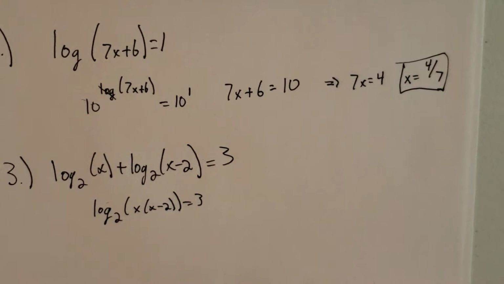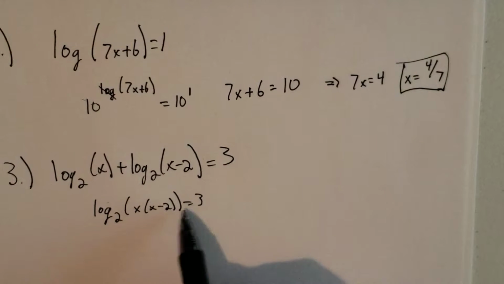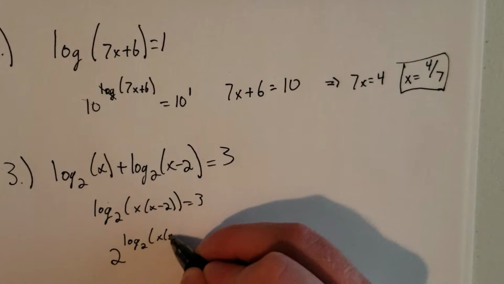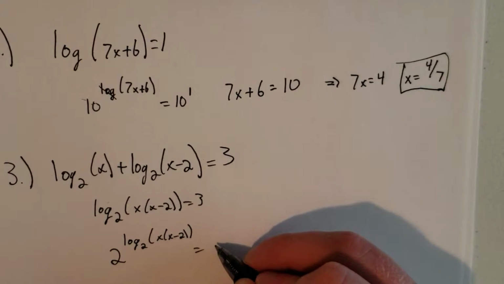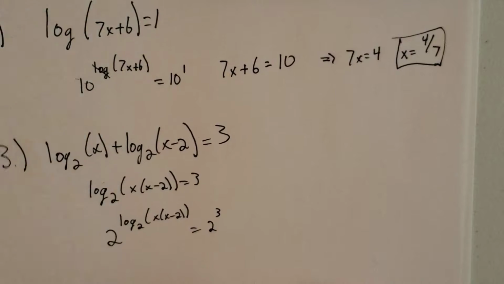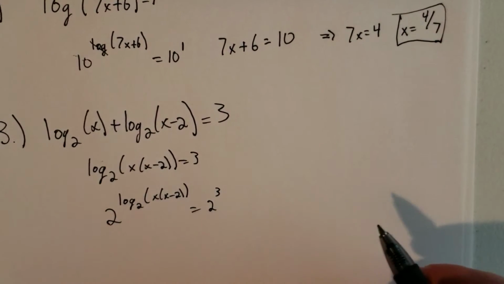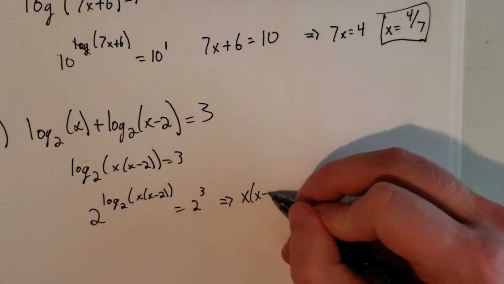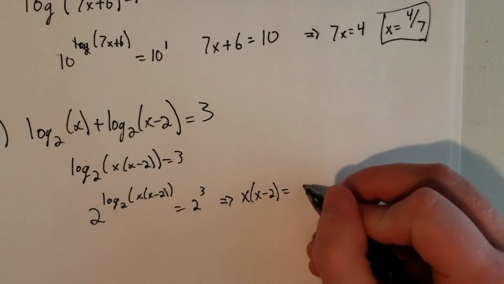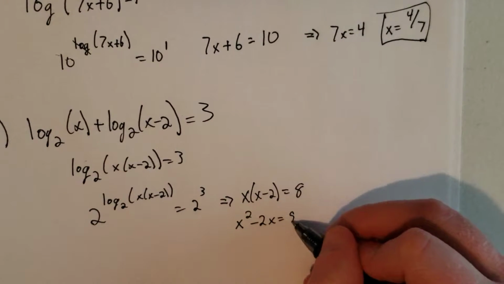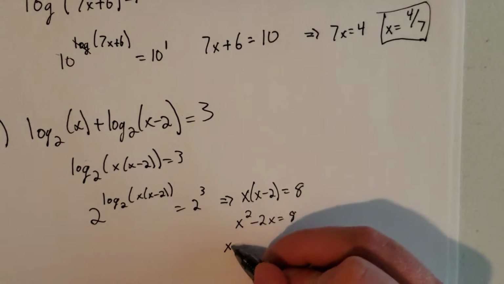And from there, now we can take 2 raised to each side of this equation. So we have 2 raised to the log base 2 of x times x minus 2 is equal to 2 raised to the third power. And here, the 2 and the log base 2 cancel. So this is just x times x minus 2 is equal to, and then 2 cubed is 8. So we get x squared minus 2x is equal to 8. To solve for that, we move the 8 over.